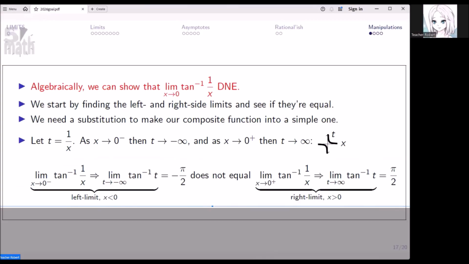Limit as x approaches 0 from the negative of arctan of 1 over x becomes limit as t approaches minus infinity of arctan t equals negative pi over 2, which does not equal limit as x approaches 0 from the positive of arctan of 1 over x, which becomes limit as t approaches infinity of arctan of t equals pi over 2.